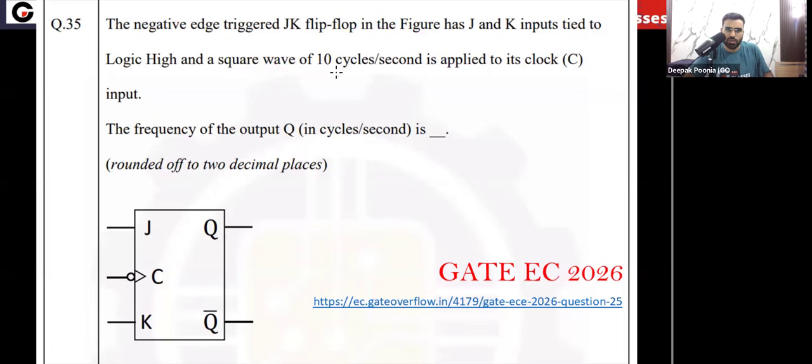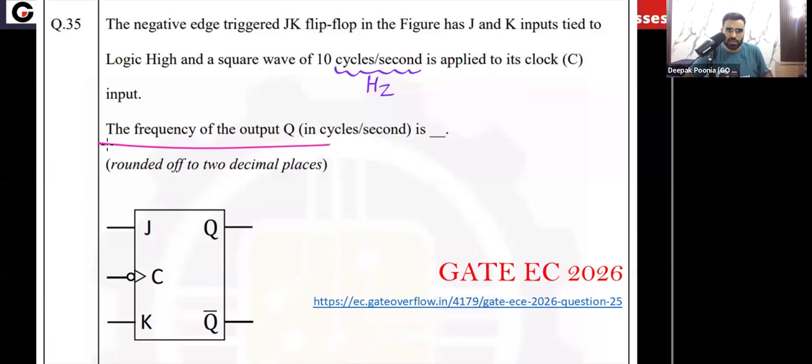is applied to its clock. This is the frequency. What is the unit of frequency? Hertz, or cycles per second. So they can also give you 10 hertz. Remember that cycles per second is hertz. So I can simply say that a square wave of frequency 10 hertz is applied to its clock input.